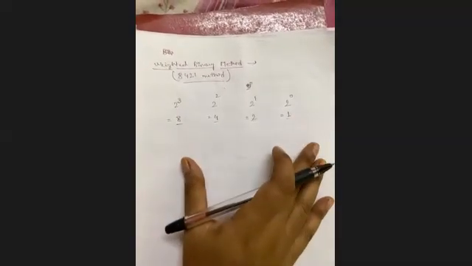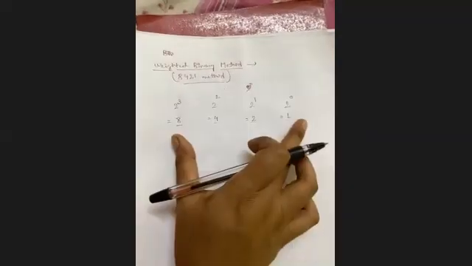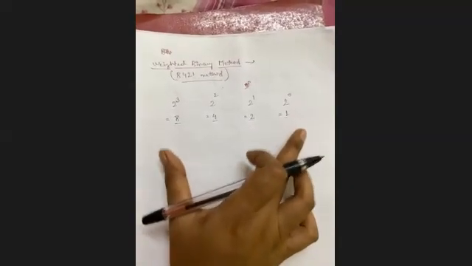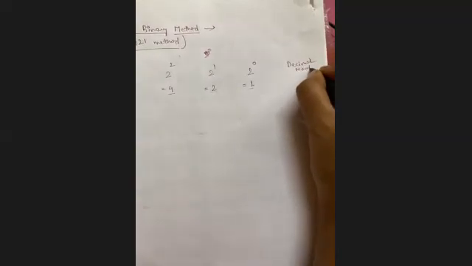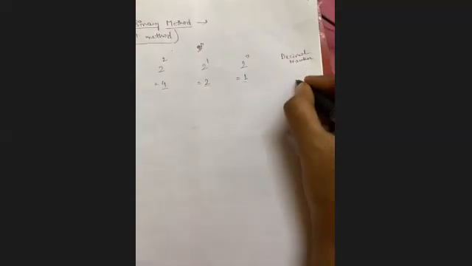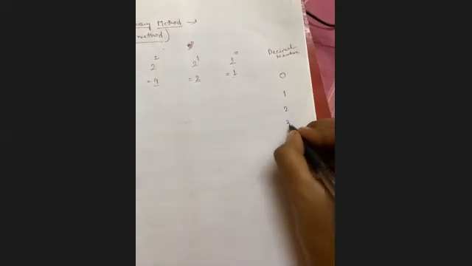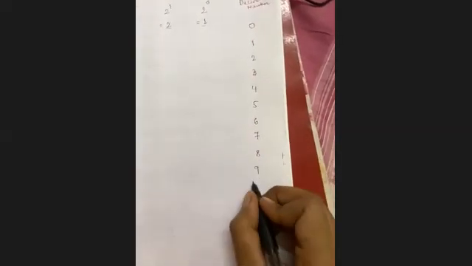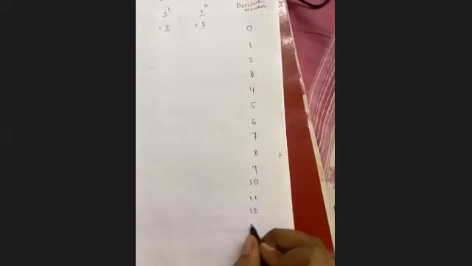So why is it called 8421? Now we will see why this 8421 is used and how the number system is calculated based on this. यहाँ पे I'm writing the decimal numbers starting from 0, 1, 2, 3, 4, 5, 6, 7, 8, 9, 10, 11, 12, 13, 14, and 15.